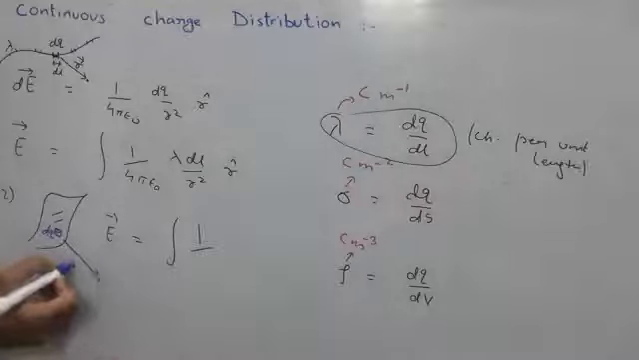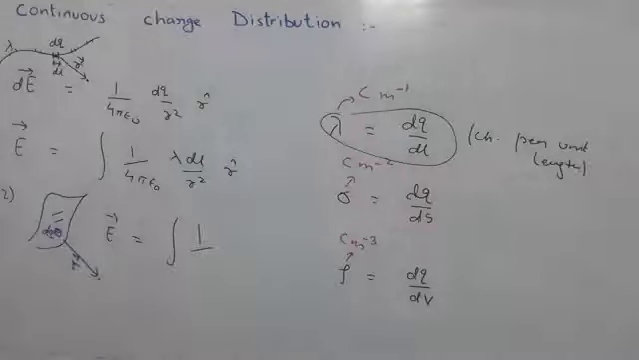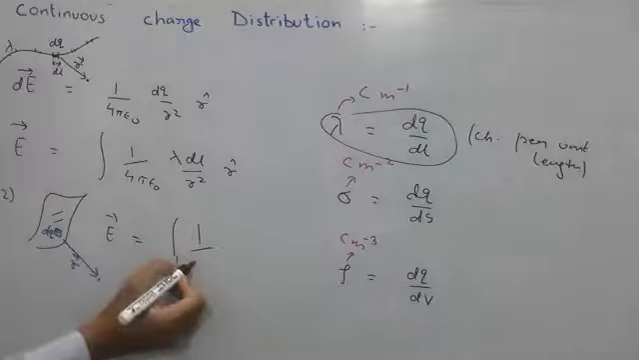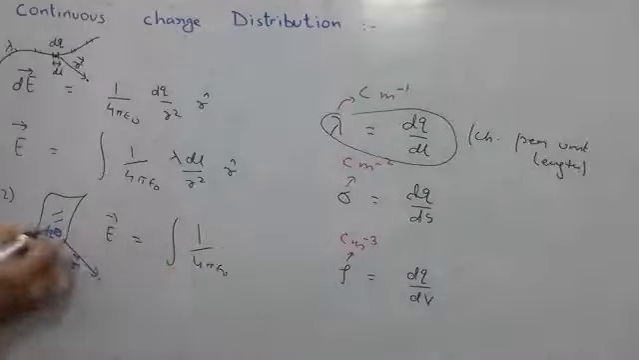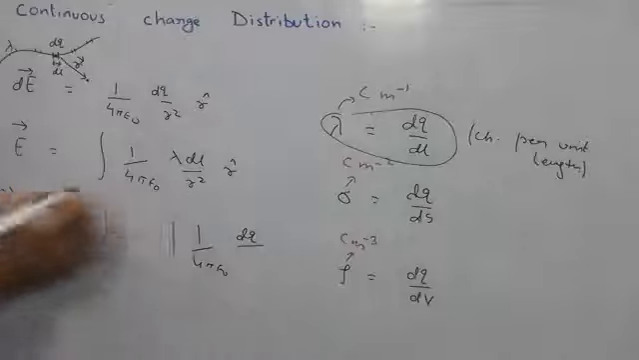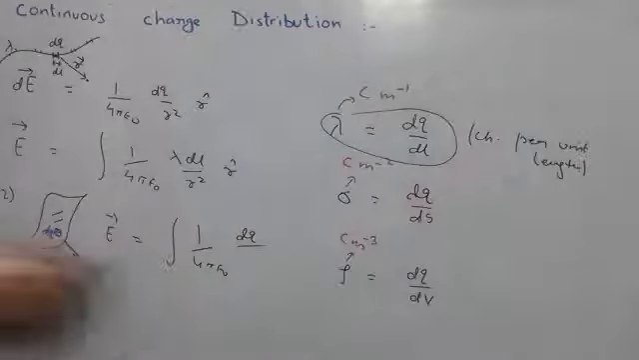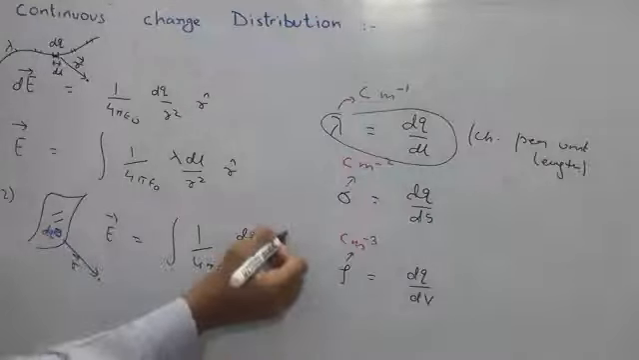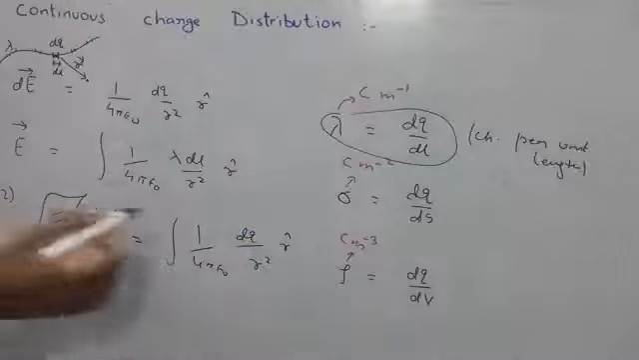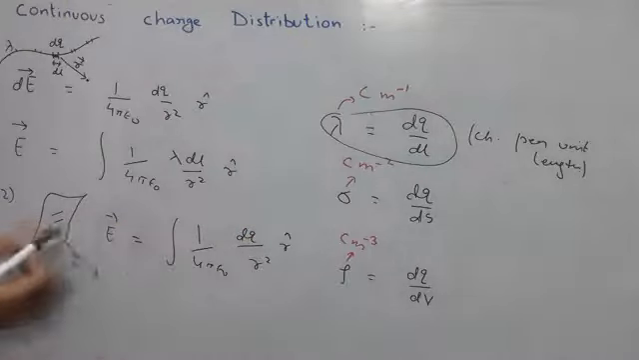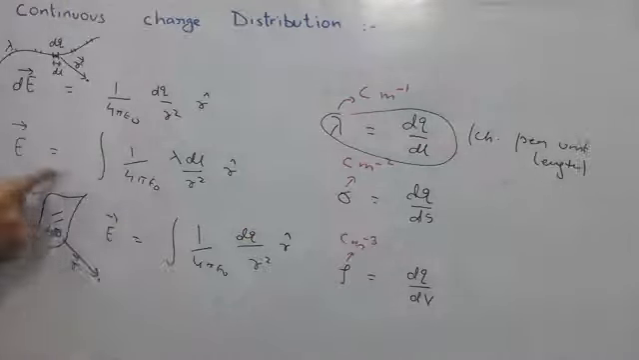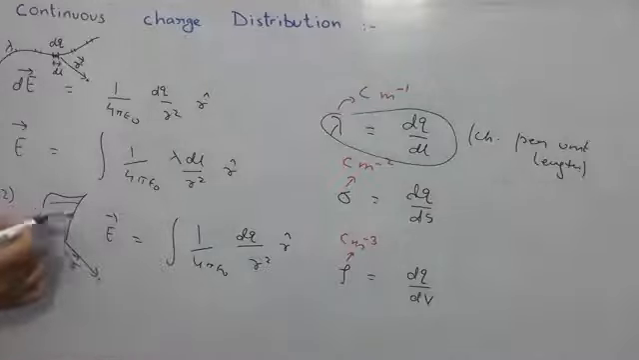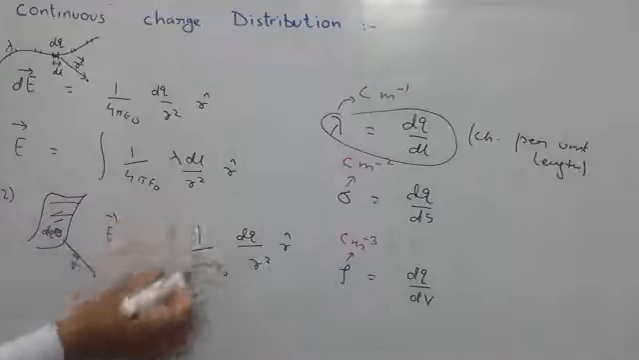This will be our r vector. So the electric field due to this element will be 1 by 4 pi epsilon naught times this charge dq upon this distance squared, that is r square, and the direction we can write as r cap. So this is the electric field due to this element. So the total electric field at this point due to the entire charge configuration distributed over a surface will be obtained by integrating this value.